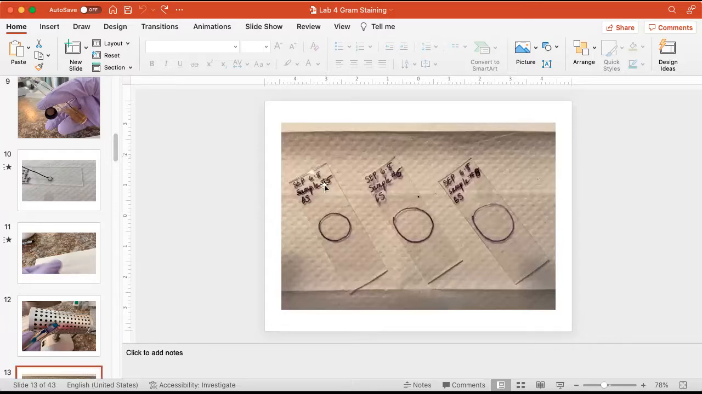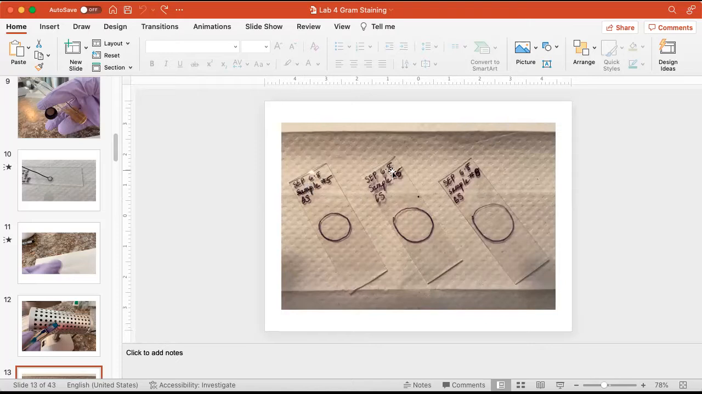You can see that I've made 3 different slides here. Again, like I said, this is very common when we're working in the lab. We rarely have one sample to gram stain. We usually have many samples that we have to gram stain. And there's no reason why you can't run those samples side by side and save yourself some time.